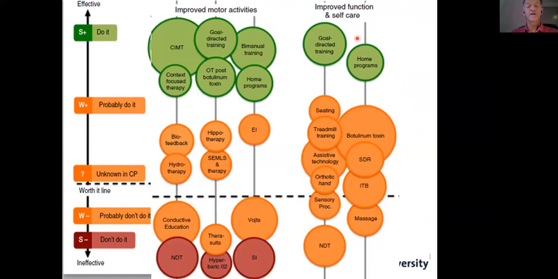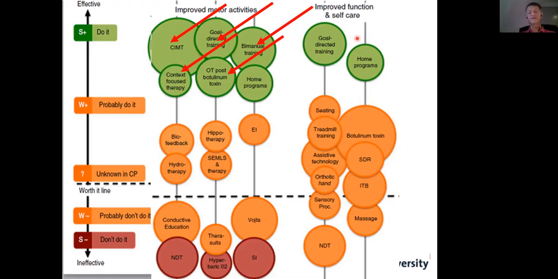If you look at the level of activity and participation in the direction of self-care, then you see more green lines, and then you see the constraint-induced movement therapy was very popular and has shown a lot of interesting effects. That's been advised positively. Goal-directed training, two-handed training, bimanual training. That's not BIMT, but it is two-handed training. Context-focused therapy. That's related to the goal-directed training, but also the OT post-botulinum toxin.